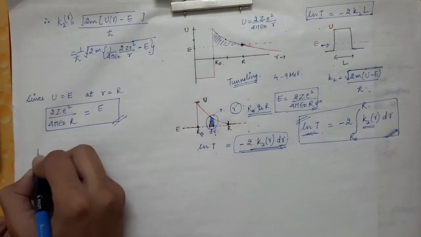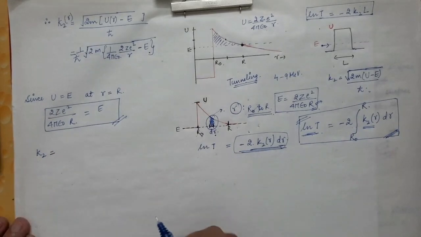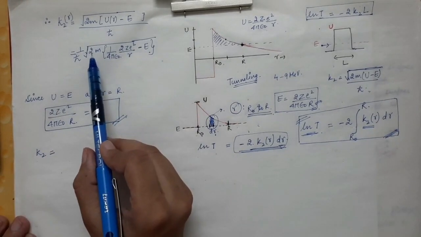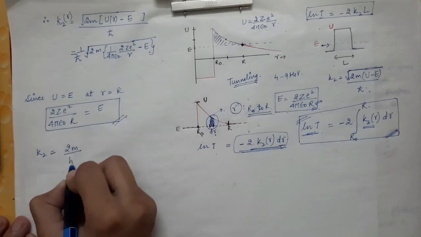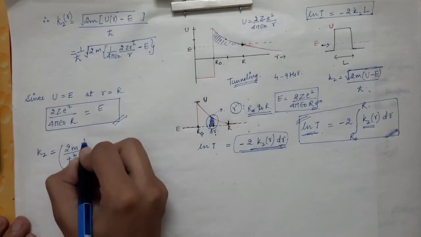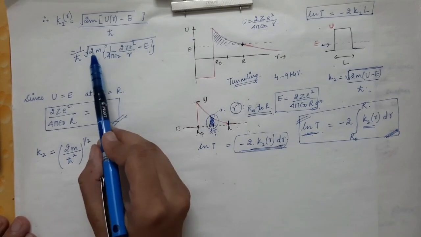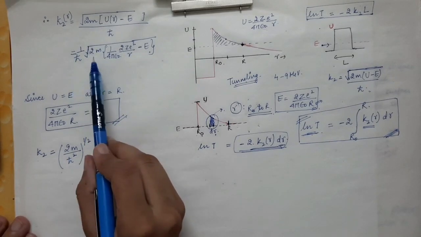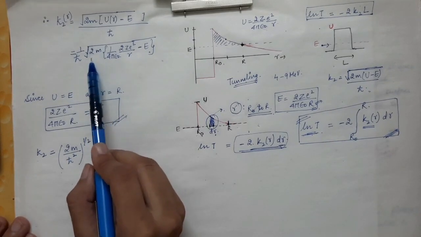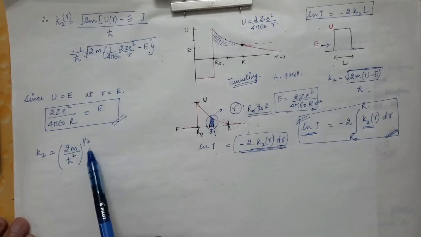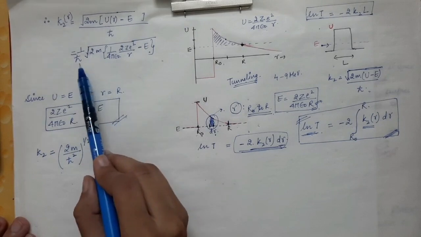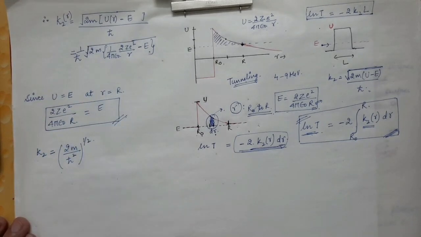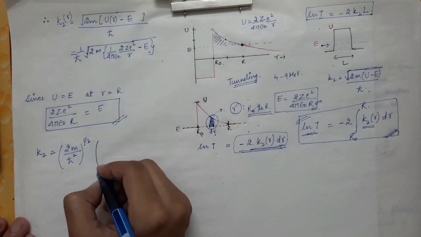So we will write K2 as, here we will use 2m divided by h cut square, power 1 by 2. So this root 2m divided by h cut can be written as 2m divided by h cut square power 1 by 2. We have just clubbed 2m and h cut in one single bracket. So into what we will have?